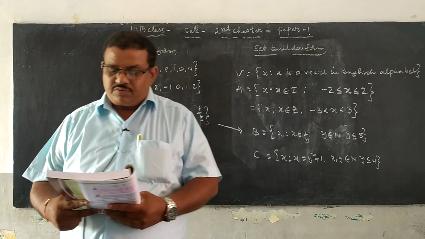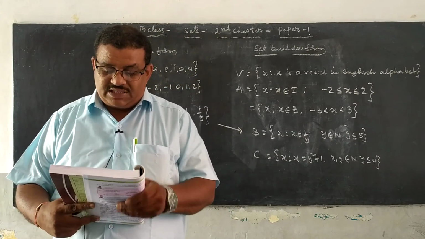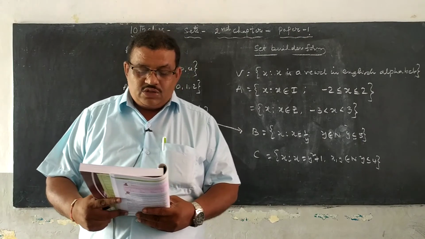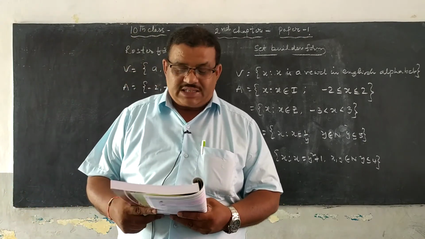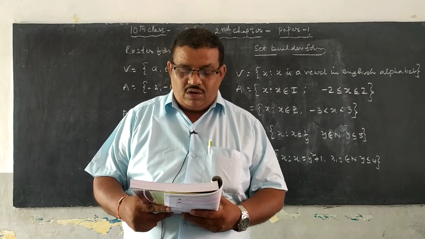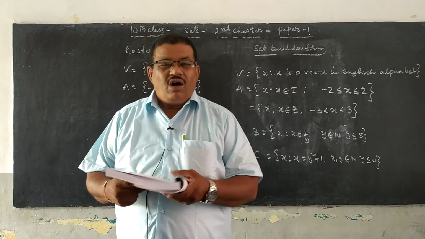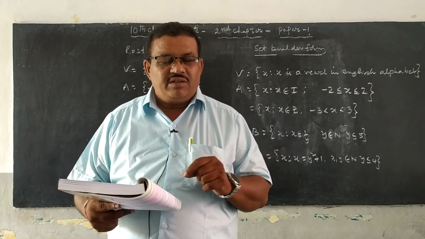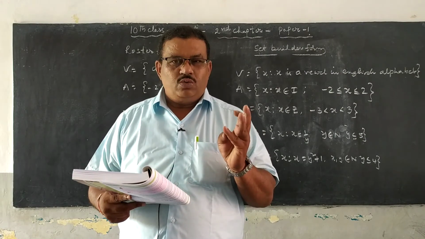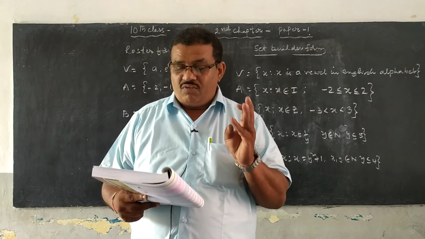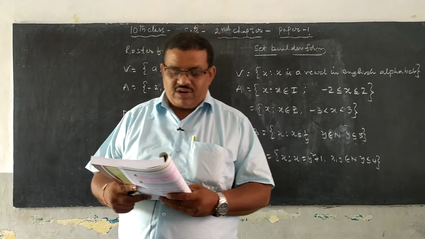Now, do this. List the elements of the following sets. So, what are the elements in the sets? G is equal to all the factors of 20. What are the factors of 20? 1, 2, 4, 5, 10 and 20. These are the factors of 20.